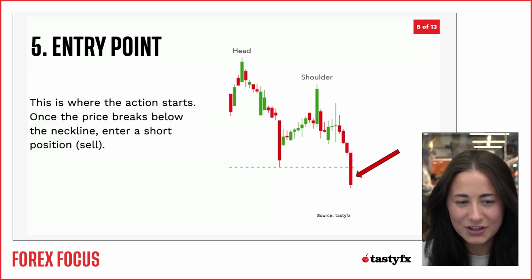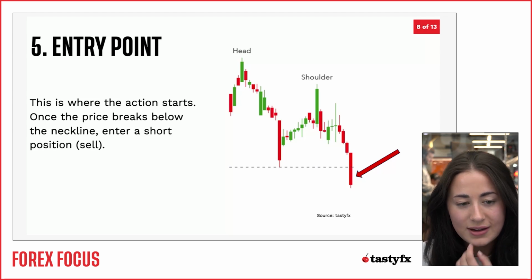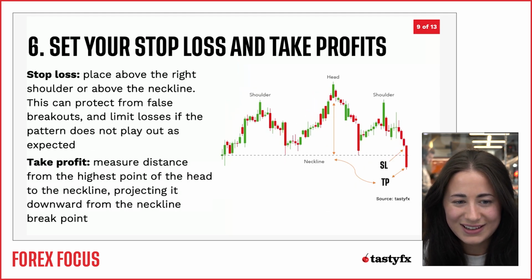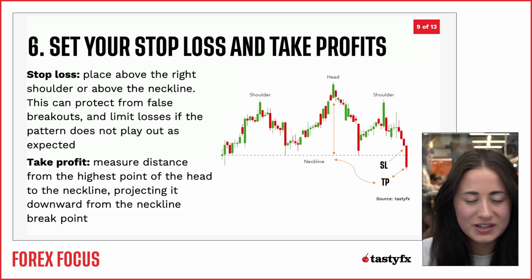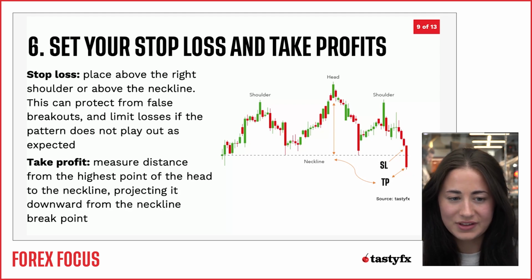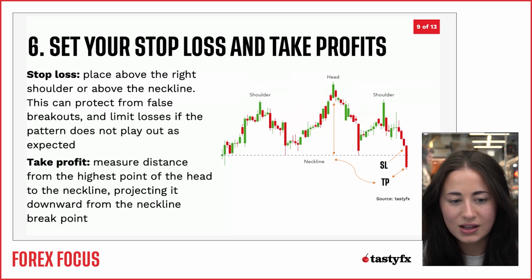You're going to pick your entry point here, and this is where the action starts. Once the price breaks below the neckline, enter a short position and sell. Here, you're going to carry out some risk management and set your stop loss and take profits. For your stop loss, place this above the right shoulder or above the neckline. This will protect from false breakouts and limit losses if the pattern doesn't play out as expected. For your take profits, measure the distance from the highest point of the head to the neckline, projecting it downward from the neckline breakpoint.